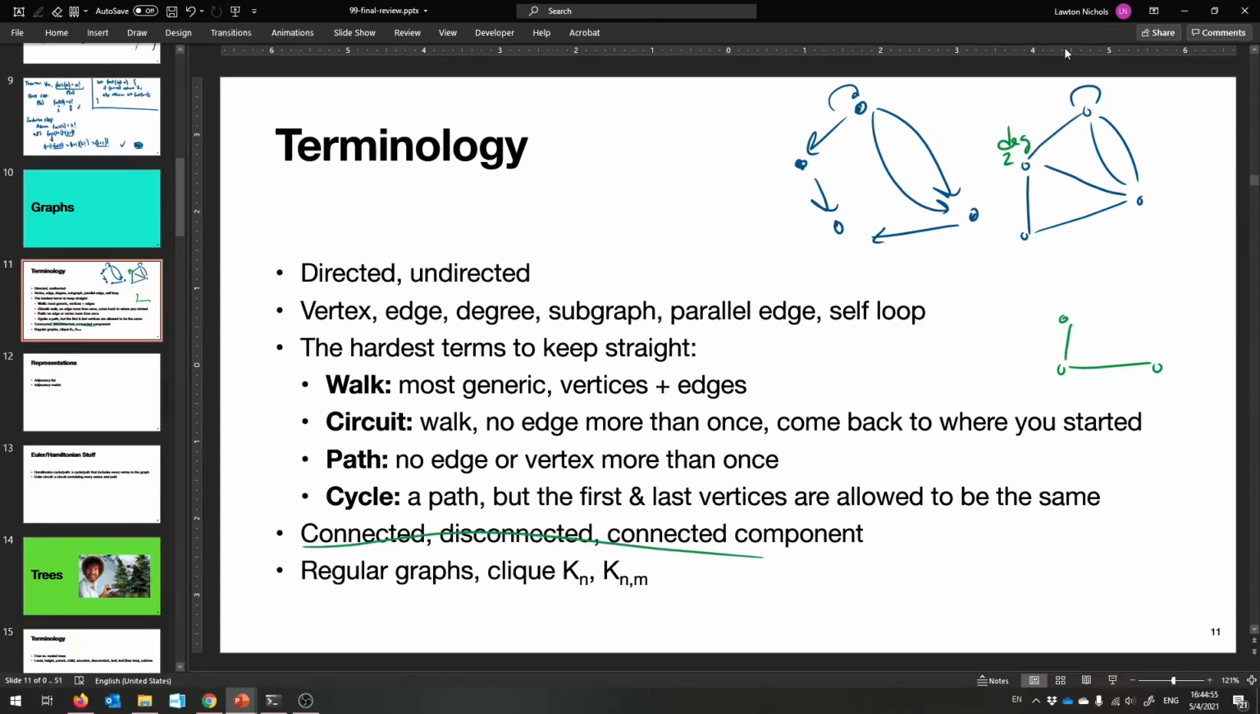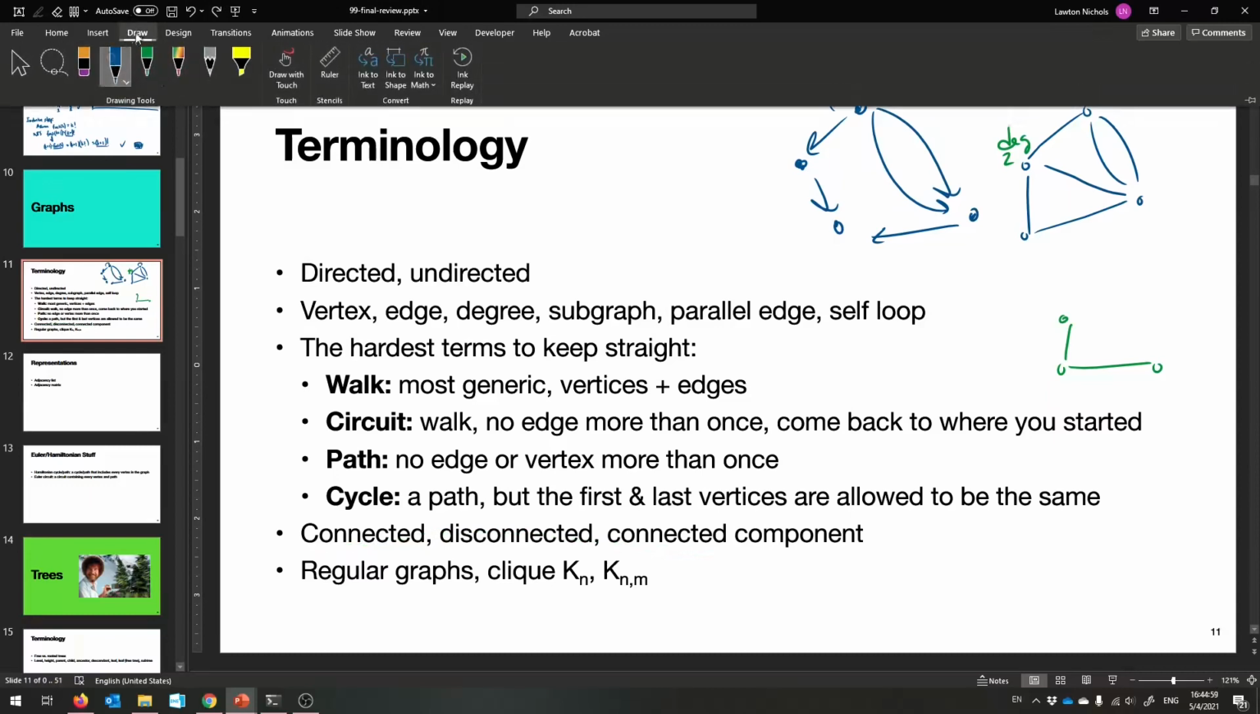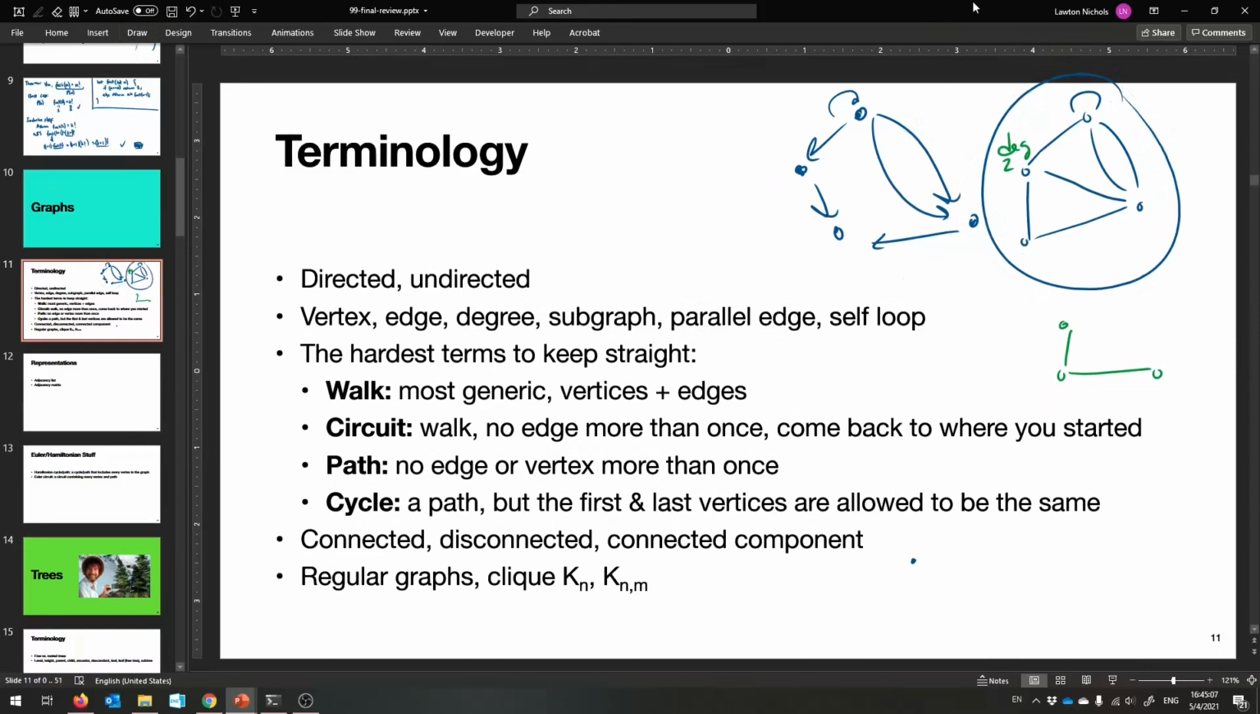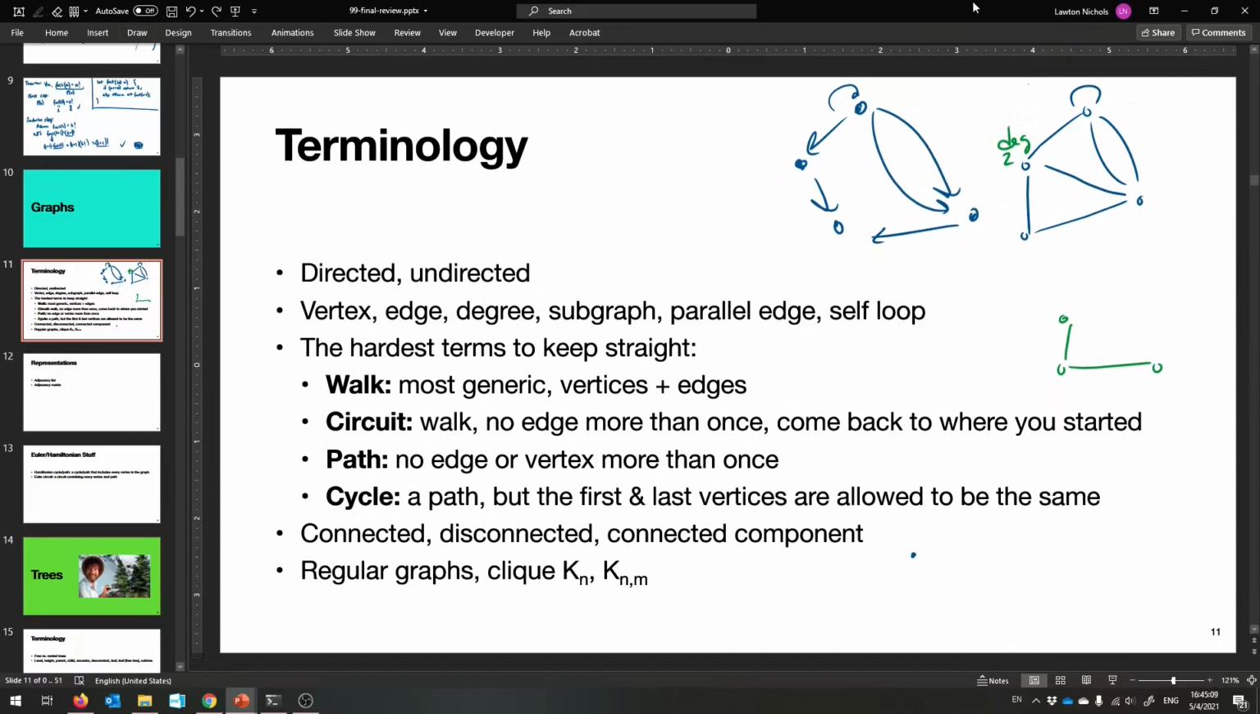Then graphs are fun because they can be torn apart. You can have connected or disconnected graphs. A connected graph is like this single graph right here. It's connected. You can get from every vertex to every other vertex. Totally fine. Disconnected graphs look like this. There's a disconnect. There are pieces off over here.